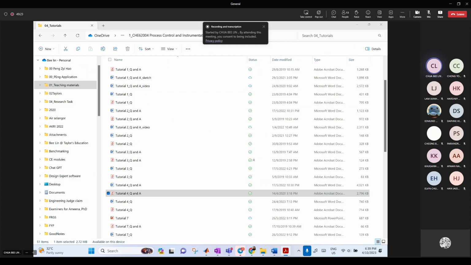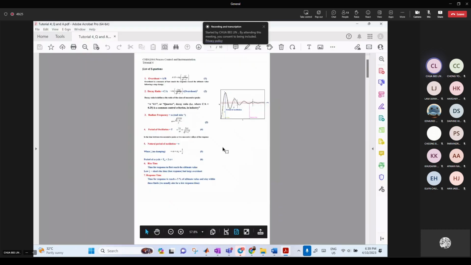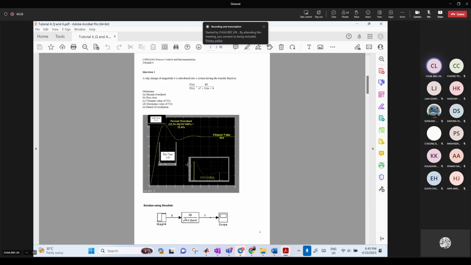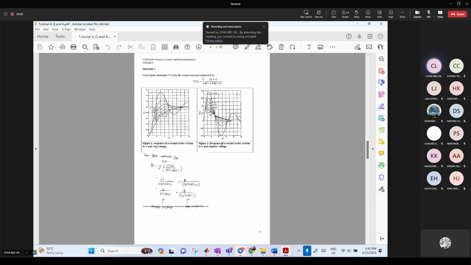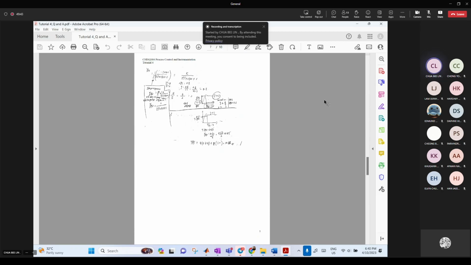Tutorial 4, you need to focus. Or this, like A over B, you need to memorize this. Decay ratio is C over A. So tutorial 4 is the star tutorial for you to score full marks for one of the questions, how you solve the rise time and so on. So refer to this. You all refer to the handwritten solution I shared in the Telegram.